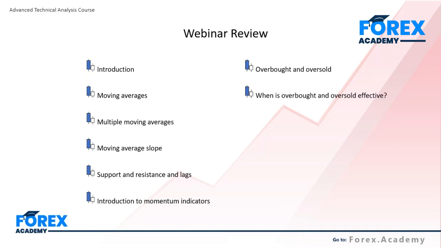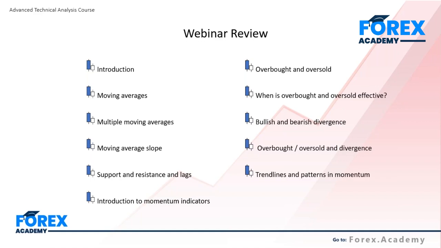We then moved on to discussing and introducing to you momentum indicators, focused our attention on overbought and oversold. More importantly, perhaps, when is overbought and oversold more effective? We considered bullish and bearish divergence and the idea of combining overbought, oversold readings as well as divergence. We then suggested that one could use more traditional aspects when applying momentum oscillators in terms of actually analyzing those oscillators and their movements by using trend lines and patterns in momentum. And then finally, an important point to take on board in terms of the amount of time that divergence can exist.